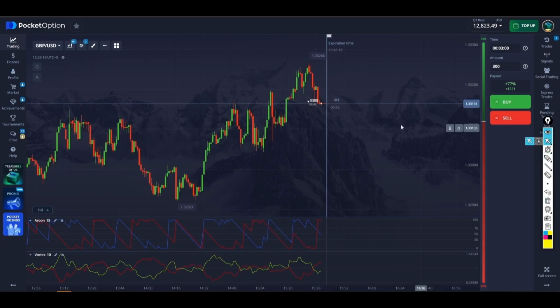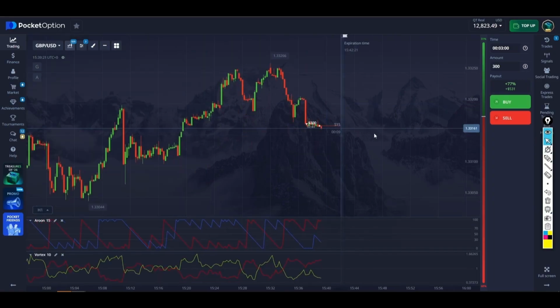I'm switching to the lower time frame to closely monitor the trade, and I'm hoping to finish the trading session on a high note.